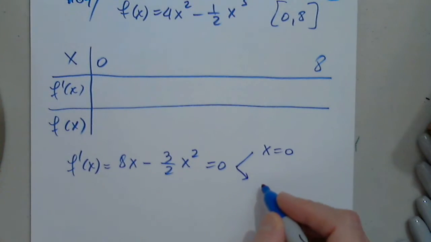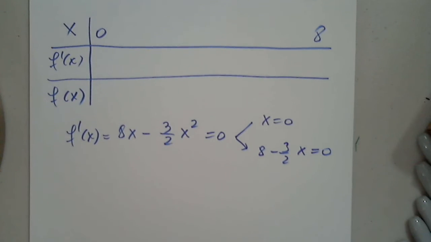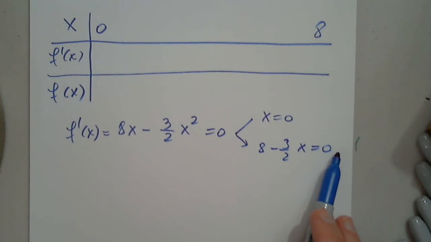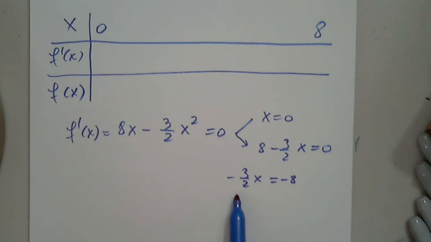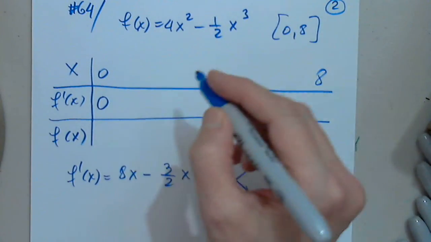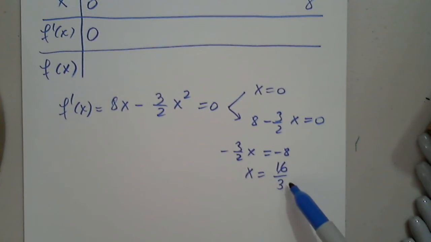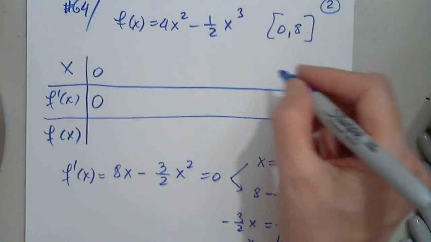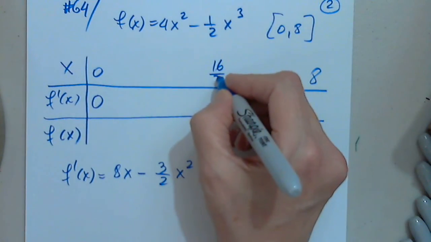And the other one comes from 8 minus 3/2 x equals 0, right? I move 8 to the other side, so I have negative 3/2 x equals negative 8, multiply by 2, so I get 16/3. So x equals 16/3. So 0 is here, and then 16/3 is 5 and a little bit, right? So it's within the domain. That's all I was worried about.